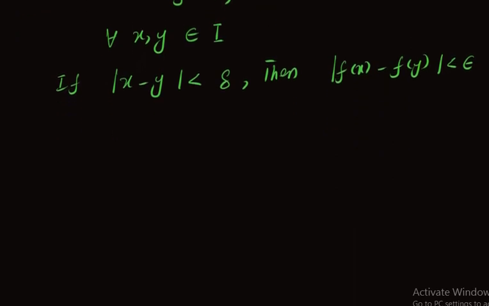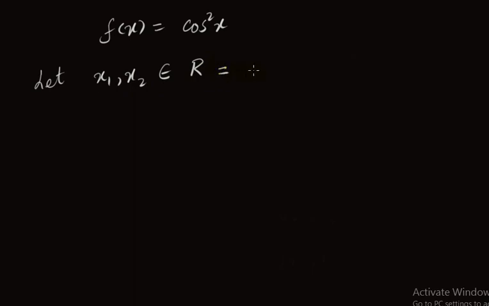Now we use this definition to prove that the function f of x equal to cos square of x is uniformly continuous on R. First we take two elements from R. For this, let x1 and x2 be two elements from R, and R can be written as the interval minus infinity to plus infinity, such that the condition is mod of x1 minus x2 is less than delta, and this is our equation number 1.